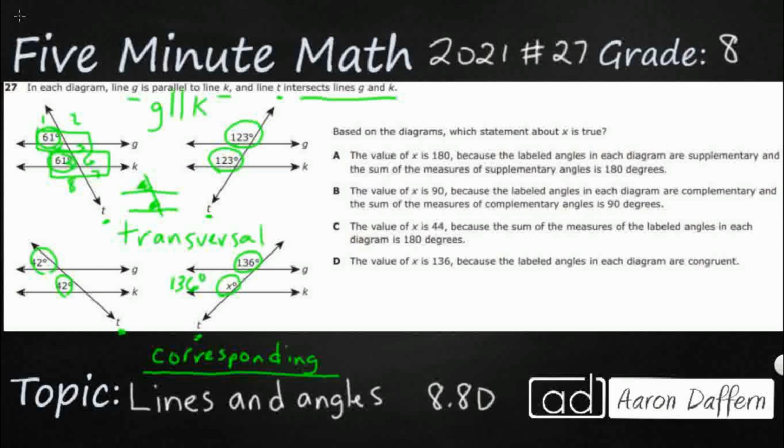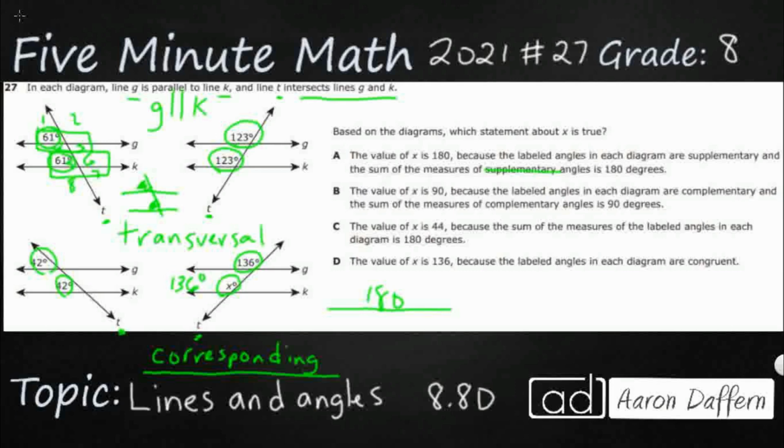So let's check our answers. The value of x is 180. First off, no. This is 180 degrees. It's a straight line. That is obviously an obtuse angle, but it's not a straight line. Because the labeled angles in each diagram are supplementary, and the sum of measures of supplementary angles is 180. Now, those 2 aren't supplementary. They're corresponding.